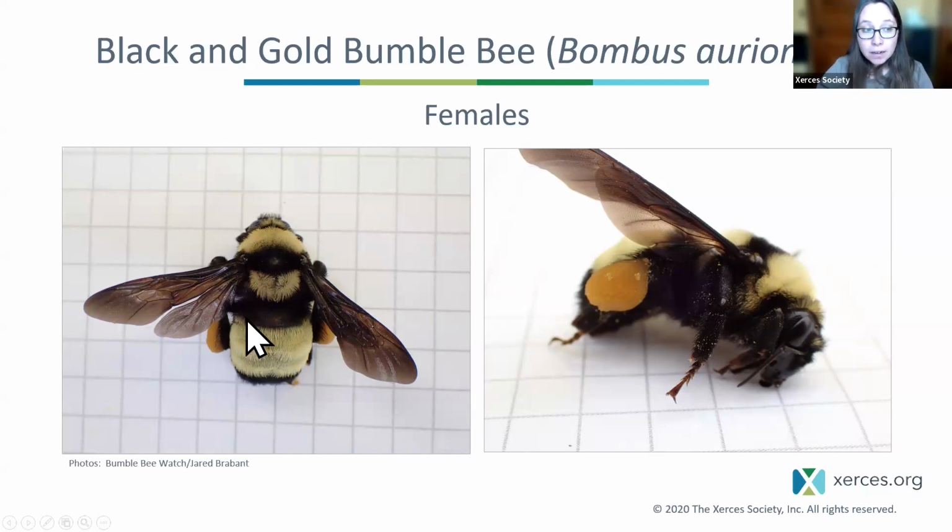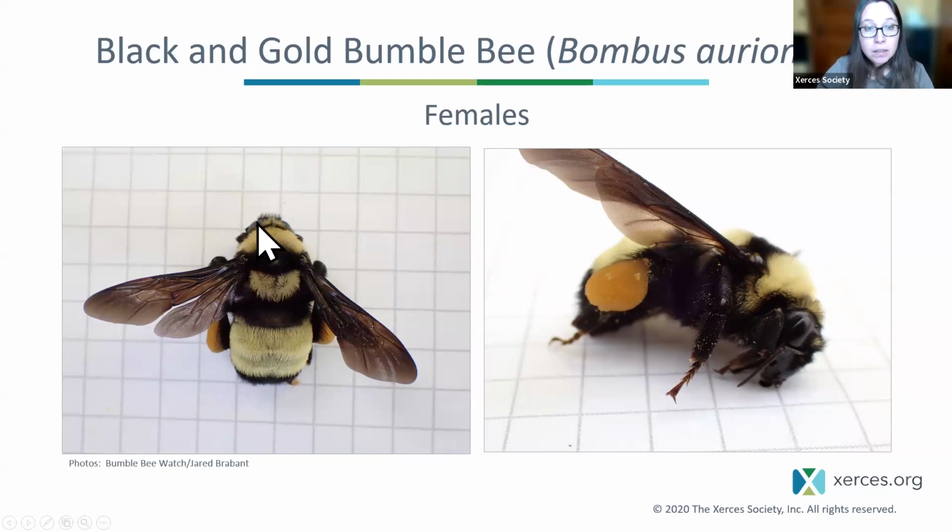You're going to expect to see mostly dark hairs on T1, though occasionally you'll encounter an individual like this one with some yellow hairs on the very sides of that segment of the abdomen, towards the bottom. And then you'll see yellow on T2, yellow on T3, and then the rest of the abdomen will be black. The thorax will be darker generally.